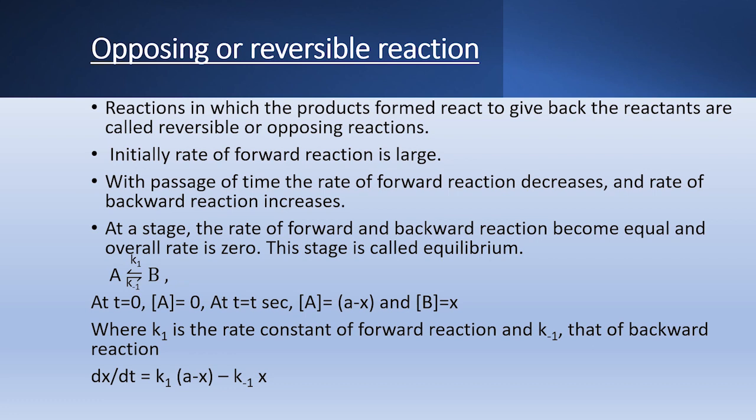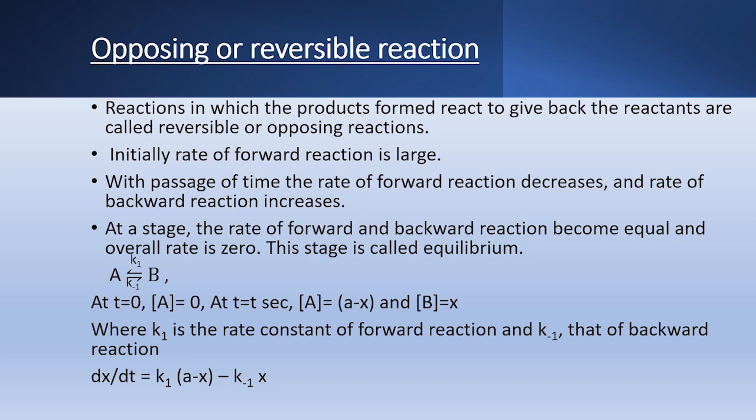If we write the rate constant of forward reaction as K1, we can say K minus 1 is the rate constant of backward reaction. For such reactions, initially the rate of forward reaction will be very large because initially we have only the reactants. But with passage of time, more and more products are forming, then slowly some of the products react back to reactant. That means the rate of forward reaction decreases and the rate of backward reaction begins to increase.